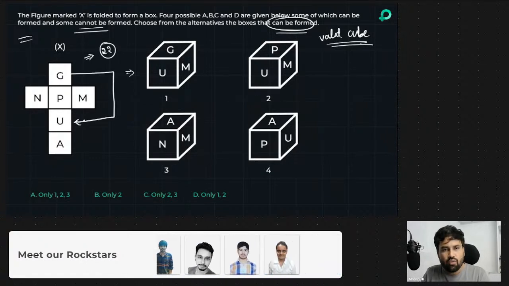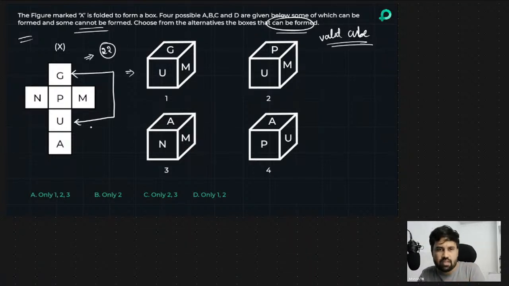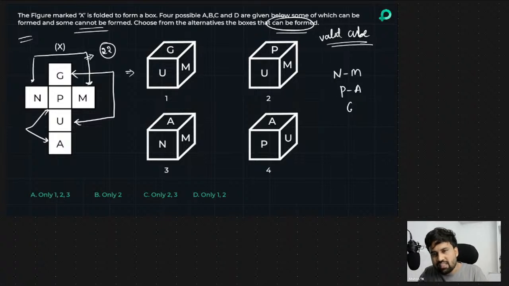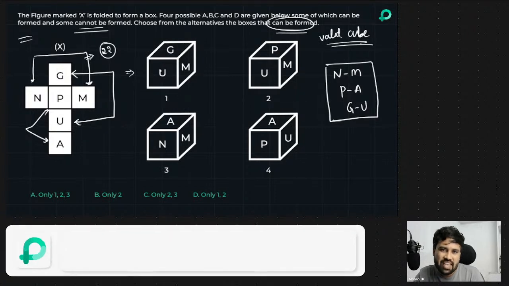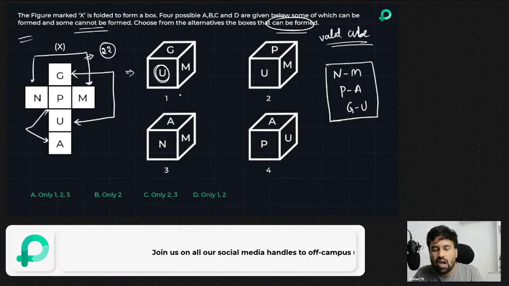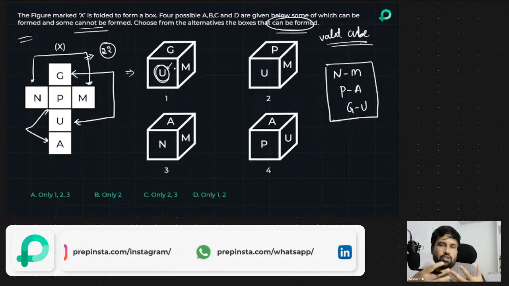G and U are always opposite. The opposite faces will have one cube or one face gap. P and A are opposite and N and M are opposite. For your clarification, I am writing here: N is opposite to M always, P is opposite to A always, and G is opposite to U always. Remember guys, according to the isometric view, if you are seeing one face, you can't see the opposite face of this particular letter. This is called isometric view.